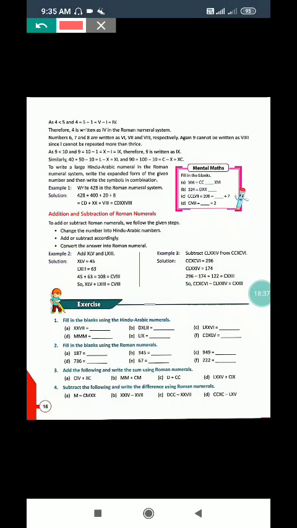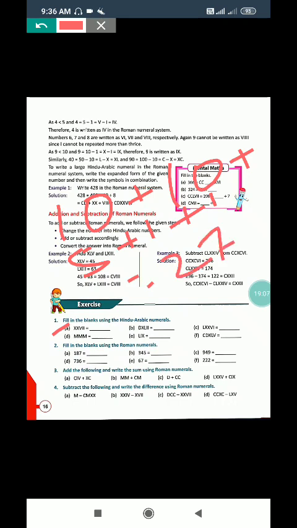Okay. Suppose I am giving this one, number 1A. Fill in the blanks using Hindu-Arabic numerals. So XXVII: the value of XX equals 10 plus 10, plus V, the value of V is 5, plus I equals 1. So it is 27. So the value of XXVII is 27.